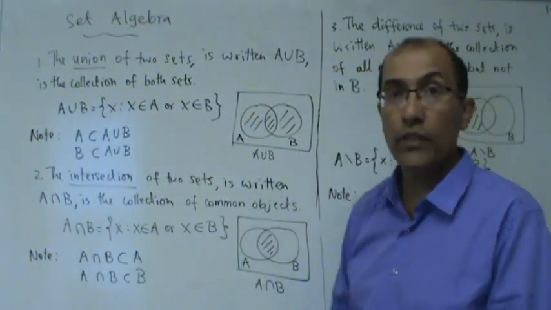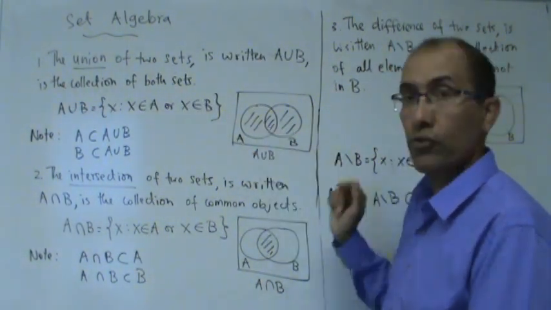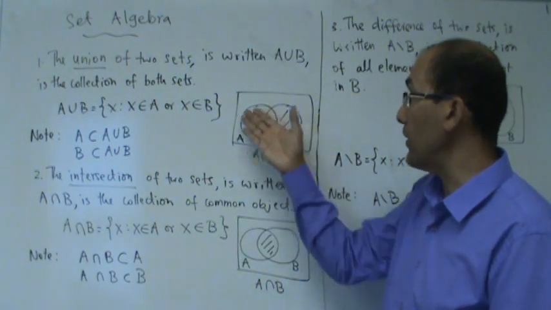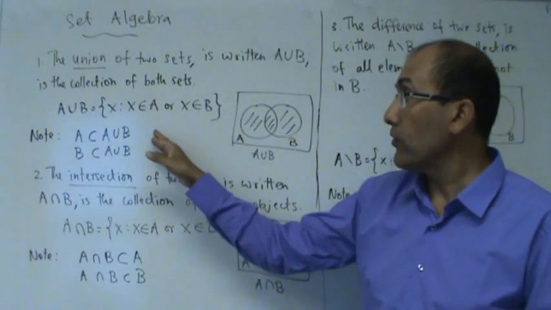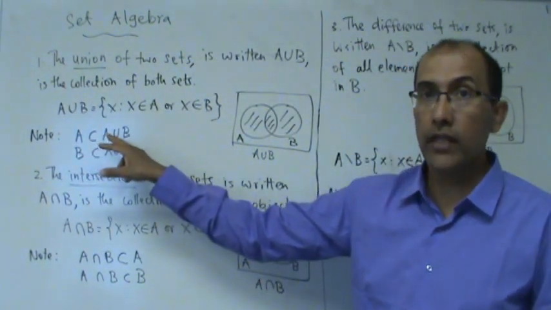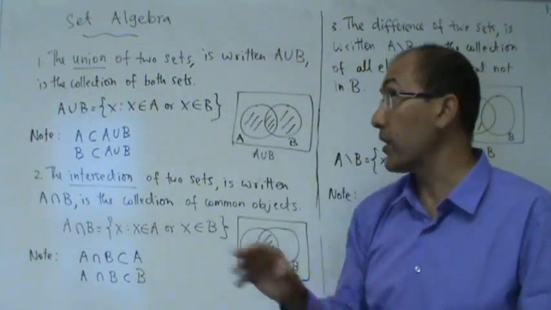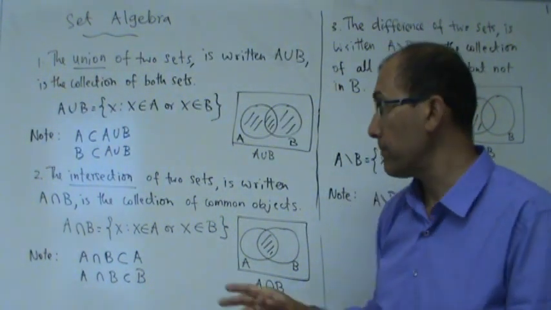I can show you visually. If you have two sets A and B, and this is our boundary set, the union set will have everything that's in A and in B. And you will immediately notice that A will be a subset of the union set, because everything in A is in the union set, so A is a subset. So is B a subset of the union set.